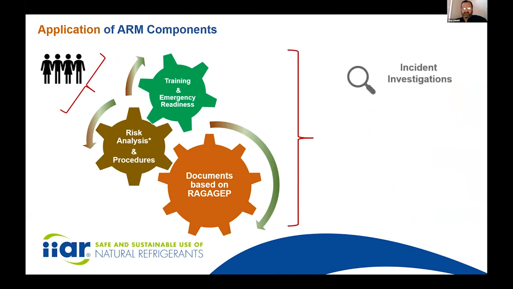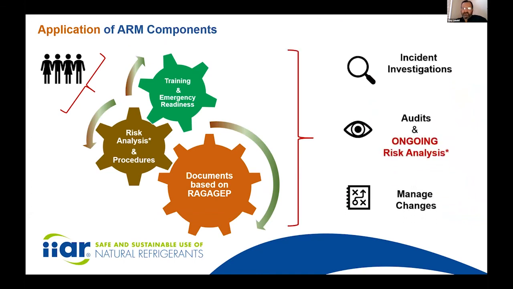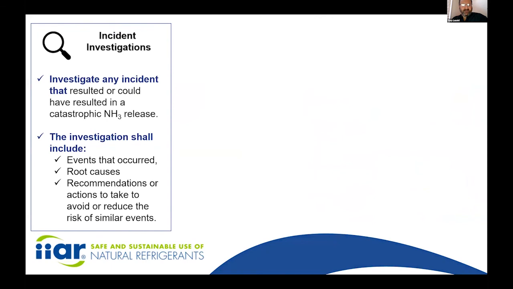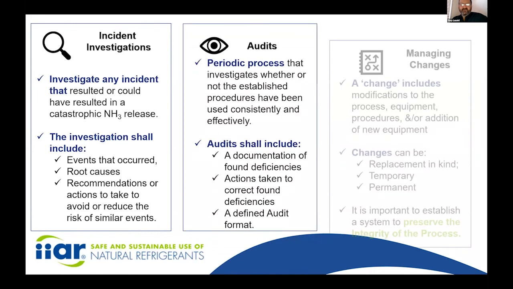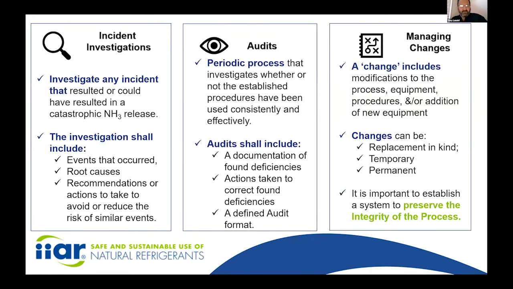And a little bit more on this. So we have incident investigations, audits, ongoing risk analysis, and managing of changes that can be done with all your information totally based from your documents to your risk analysis procedures and your training. So I won't read through each one of these, but you have incident investigations, audits, and managing change. All these come out of your documentation and you can use them for training of your employees and emergency responders and such to help you, and also for your decision making. If there was an incident, or if you find something in an audit, you can correct it in order to manage change to make sure the system sustains its integrity.